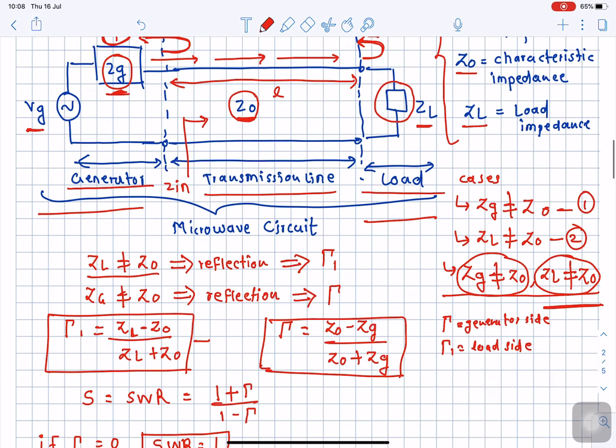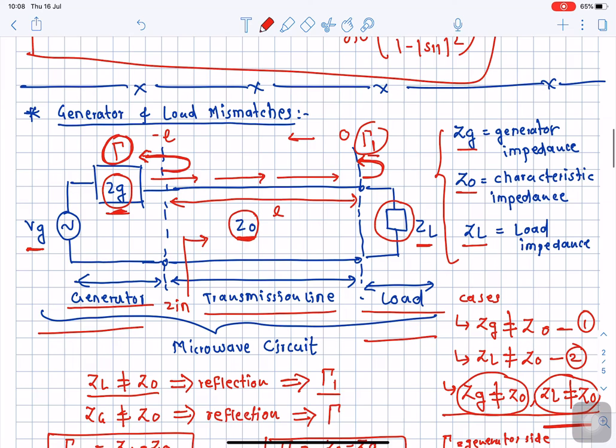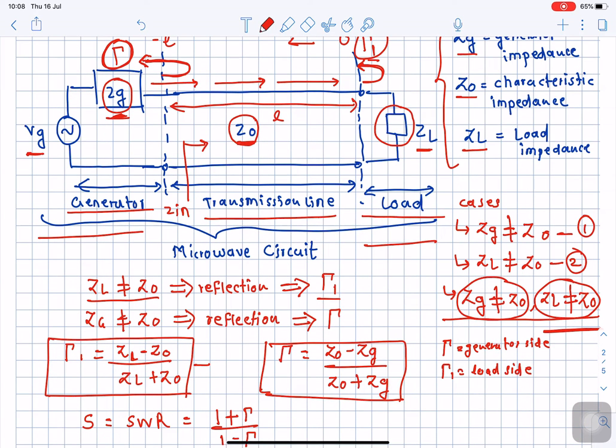Okay, so here we have indicated that when the load is mismatched with Z0, we get a reflection gamma 1. That is denoted over here. Similarly, when the generator impedance is not matched with Z0, we will get a reflection coefficient gamma. So let us represent gamma and gamma 1, these two different types of reflection coefficients, in terms of impedances.